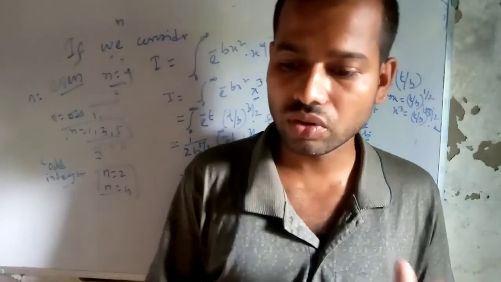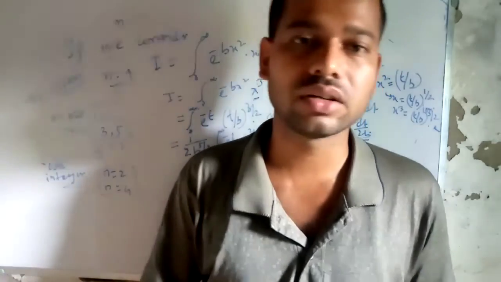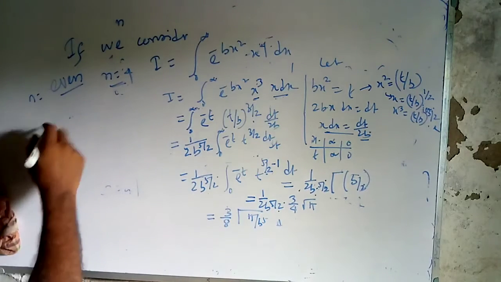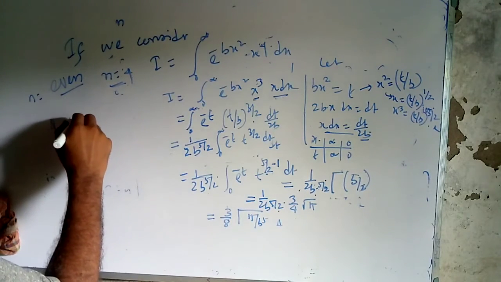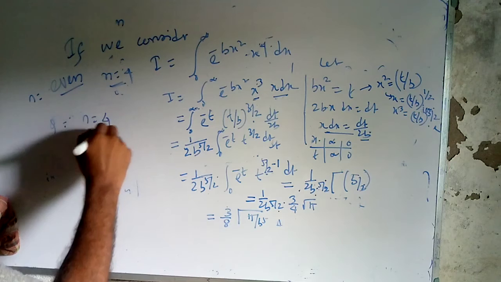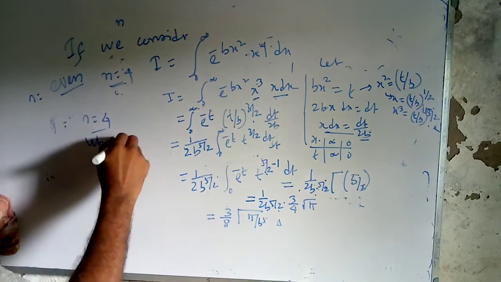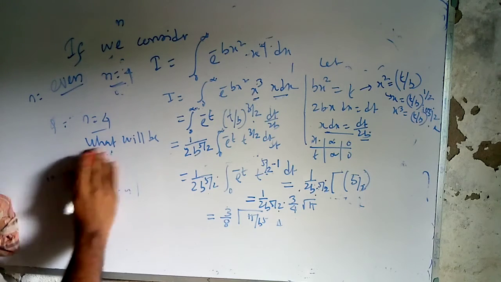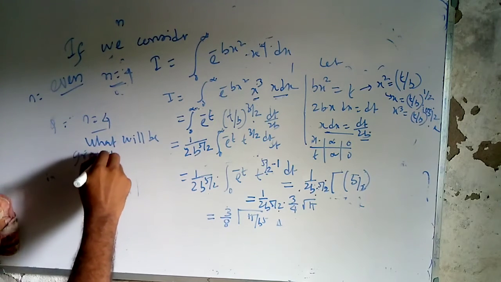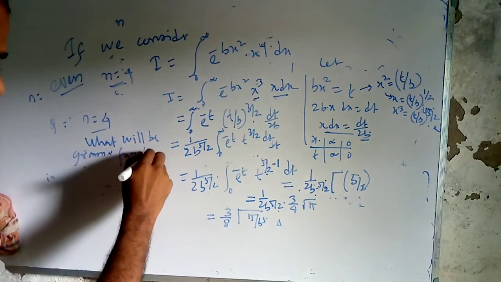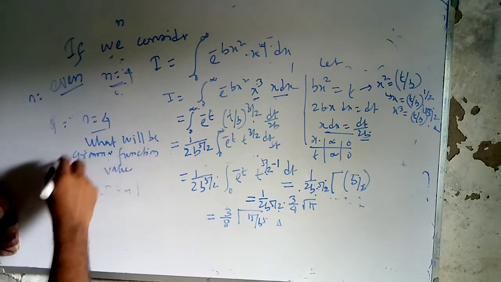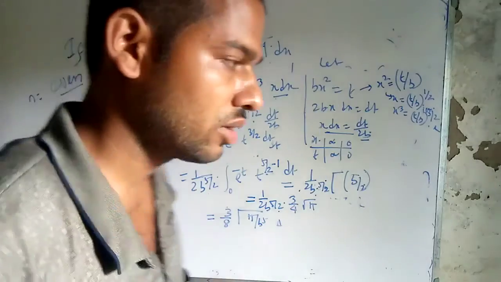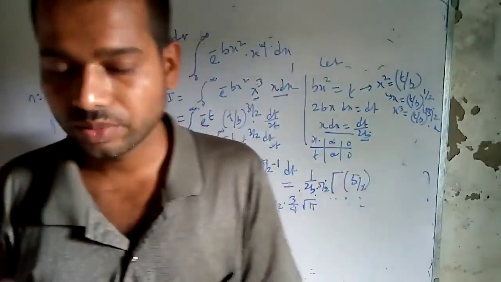You may get a question in NET or GATE: if n equal to 4, what will be the gamma function value, or evaluate the value for n equal to 4. Options 1, 2, 3, 4 will be given; tick the correct option, and you may practice here.